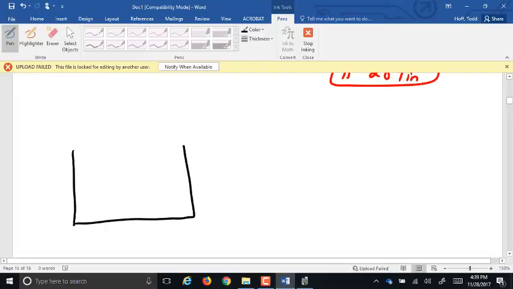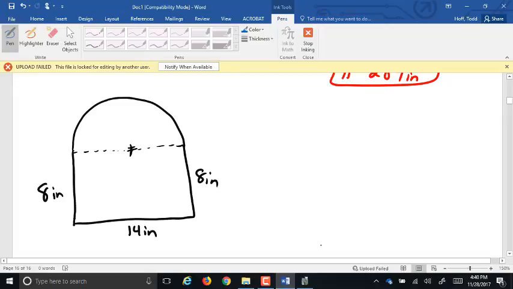May not have given myself enough room here. Let's see. So what we have here is a rectangle with a half circle on the top, on the side. And let's say that this here is 8 inches. Of course, 8 inches over there as well. And we'll call this across here, oh, let's go with 14 inches.